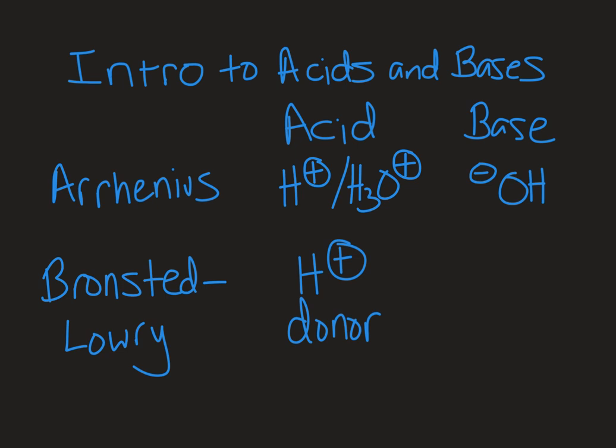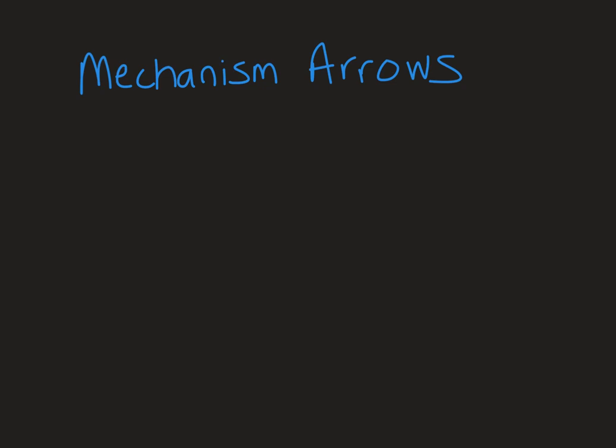A Bronsted-Lowry base is a proton acceptor. So a species that will accept protons from an acid, right? So an acid and a base react with one another, and the Bronsted-Lowry definition really has to do with the transfer of a proton from one species, an acid, to another, a base. So in organic chemistry, we're particularly interested in how chemical reactions happen, and we use arrows to show the flow of electrons when a chemical reaction is happening.